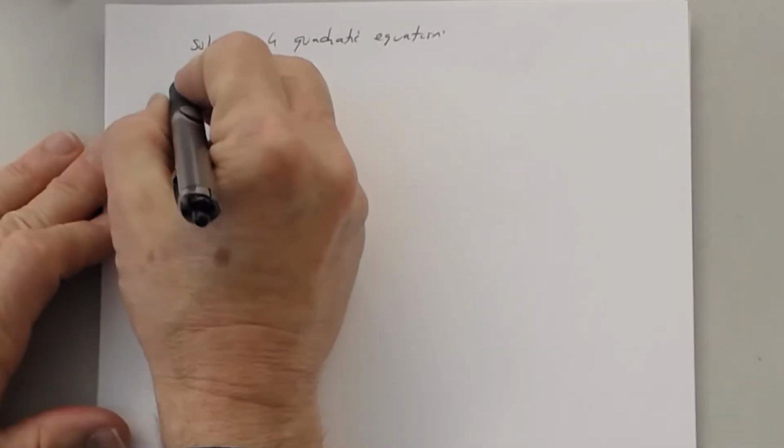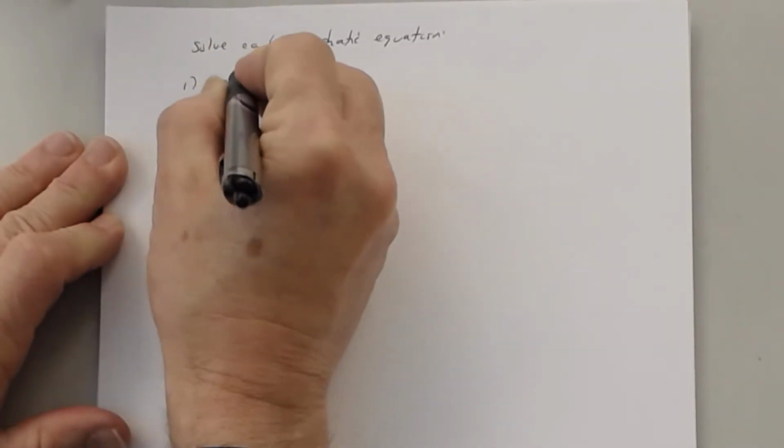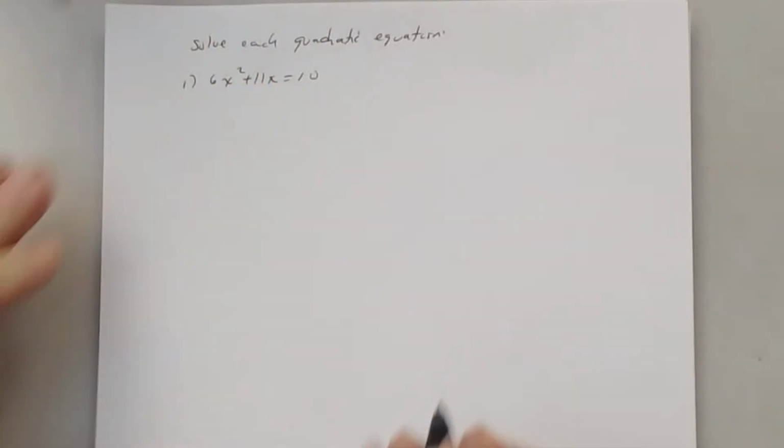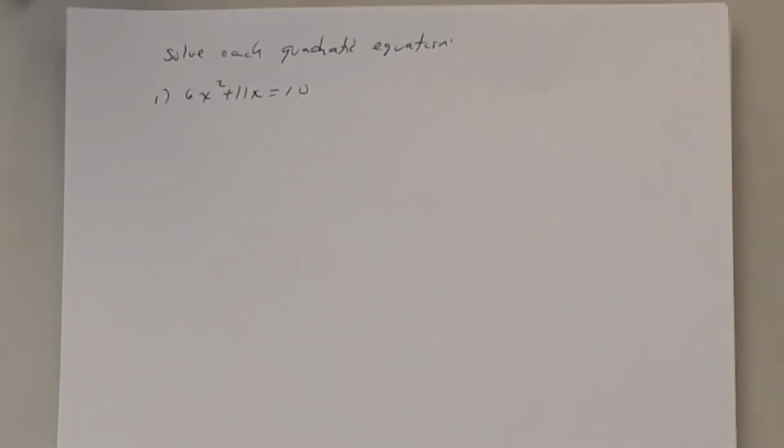Okay, so let's suppose you had 6x squared plus 11x equal 10. So you had something like this on your last test. What would you have done with this on your last test or on the test coming up? What would you have done? Brought the 10 over. Okay, so what kind of equation is this, first of all?